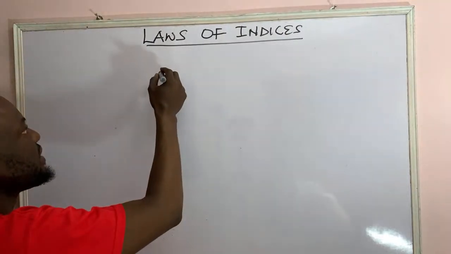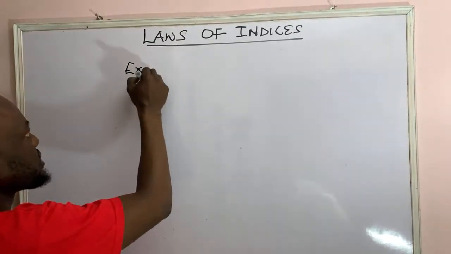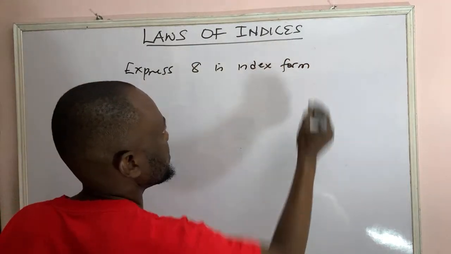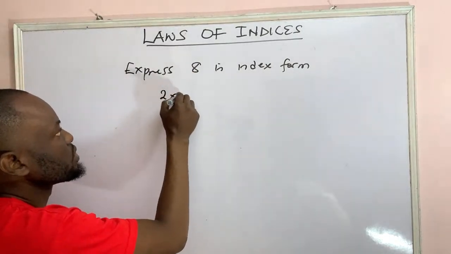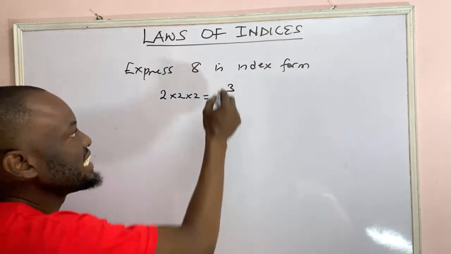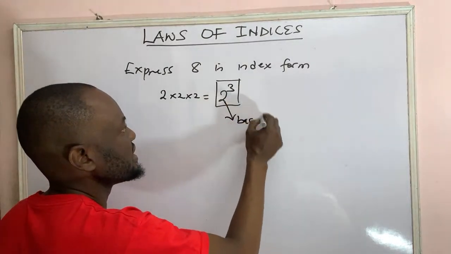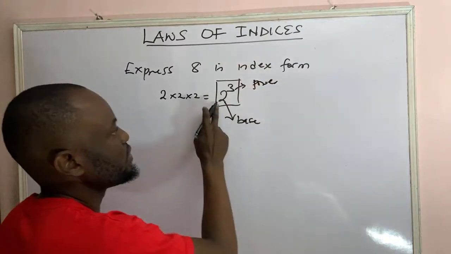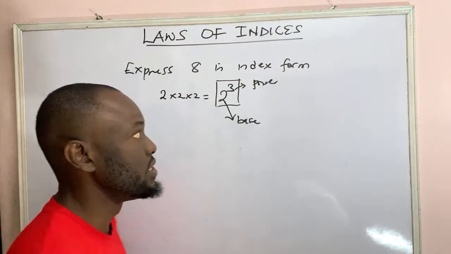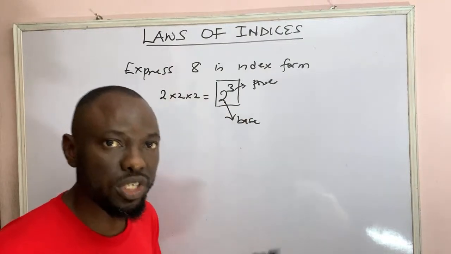In elementary school, you're often asked to express 8 in index form, if you remember. So this 8 will be 2 times 2 times 2, which will be 2 to the power of 3. That shows that an index form is any form that has a base and a power. So 2 represents the base and 3 represents the power of 2. So this is an index form. When you have multiple of this form, you talk about indices, which is plural.